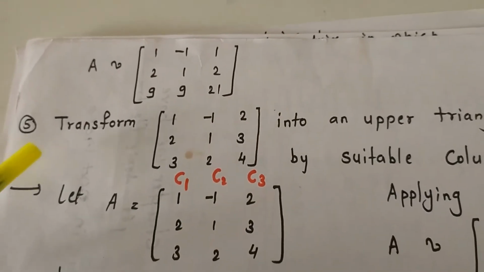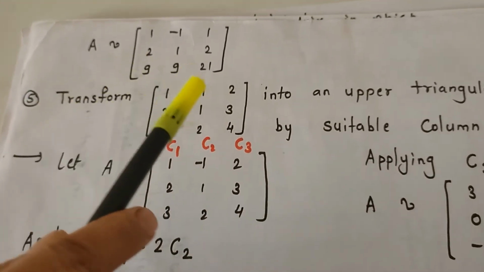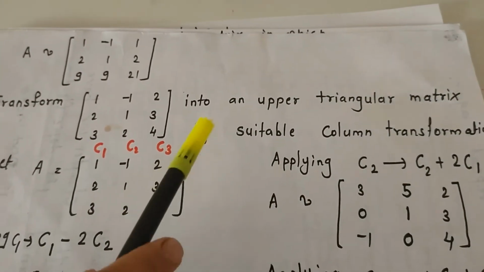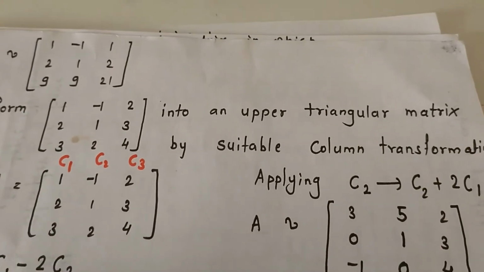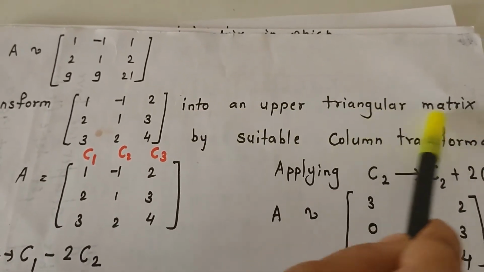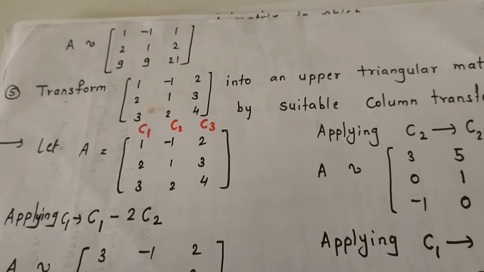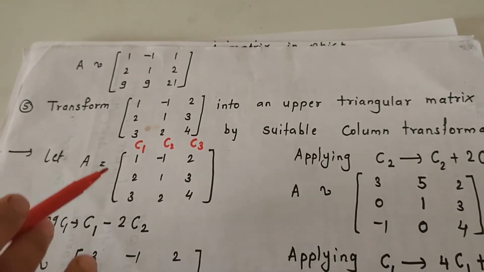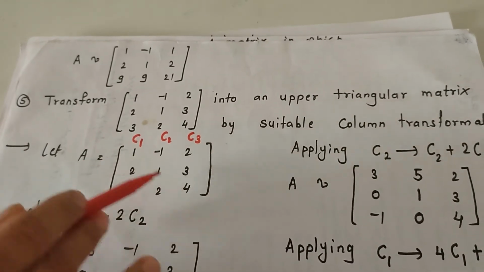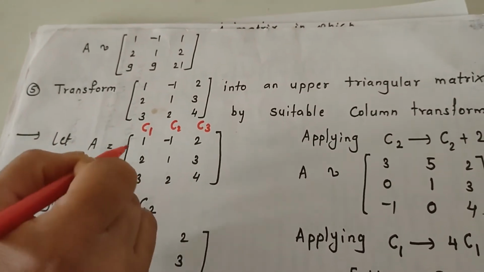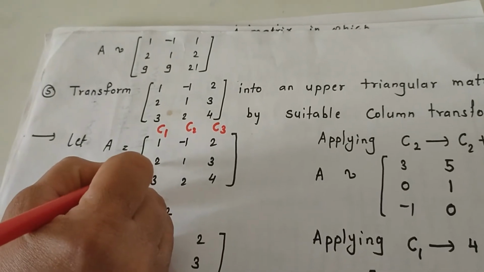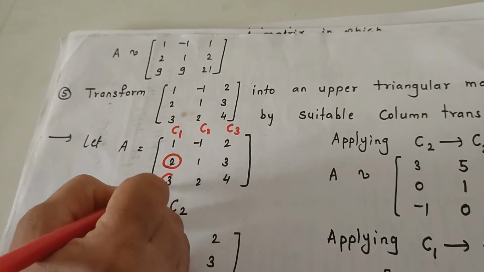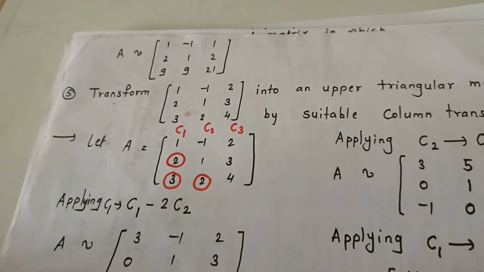Now the next example is to transform the given matrix into an upper triangular matrix by suitable column transformation. What is an upper triangular matrix? An upper triangular matrix is a matrix in which every element below the diagonal is 0. That means in this matrix, the elements below the diagonal are 2, 3 and 2.